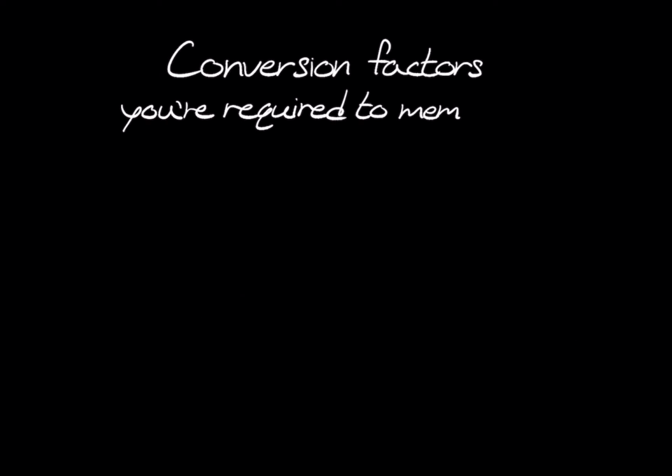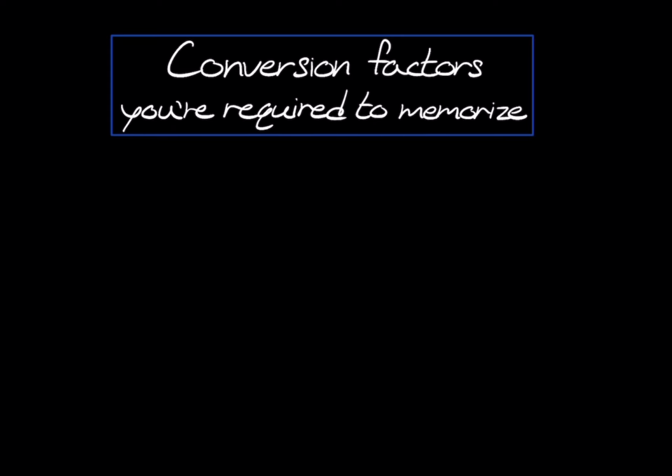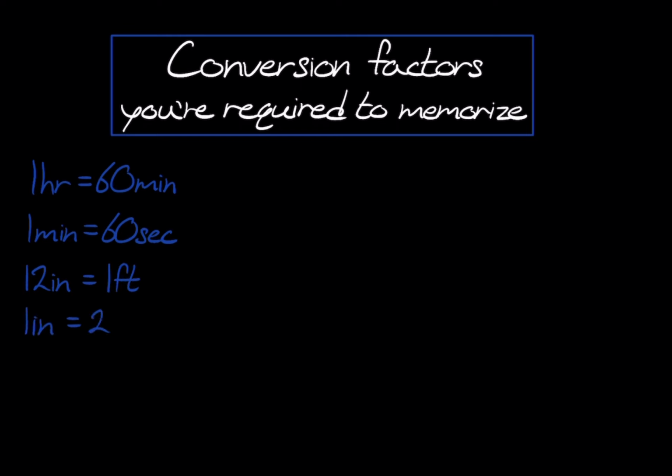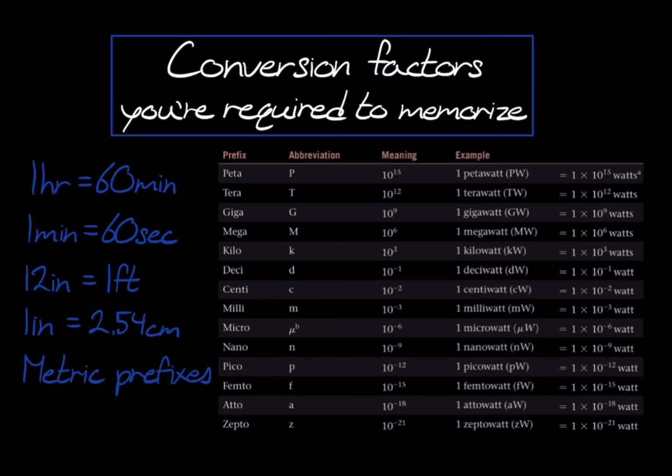Before we continue, there are some conversion factors that your professor will require you to memorize, but the rest are going to be provided to you by your professor and don't need to be memorized. Ask your professor which ones you're responsible to memorize, but typically the ones you need to memorize are 1 hour is 60 minutes, 1 minute is 60 seconds, there are 12 inches in a foot, 1 inch is 2.54 centimeters, and the metric prefixes. Here's a chart of the metric prefixes. Usually you just need to know from giga down to nano, but be sure to ask your professor what you're responsible to know.